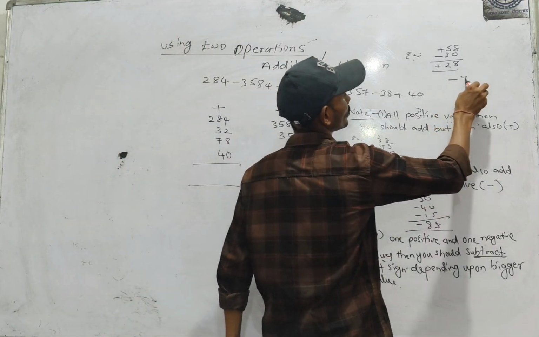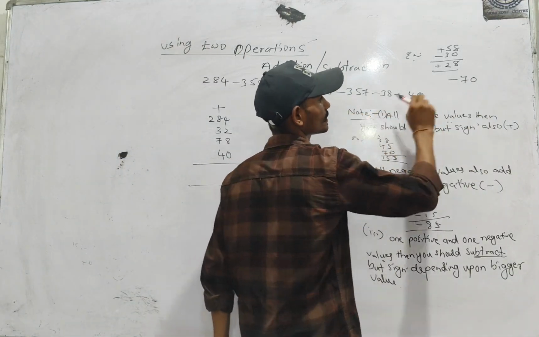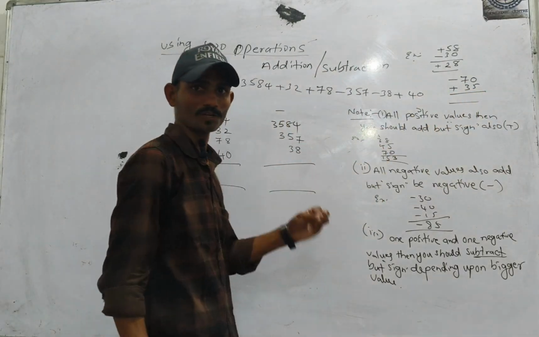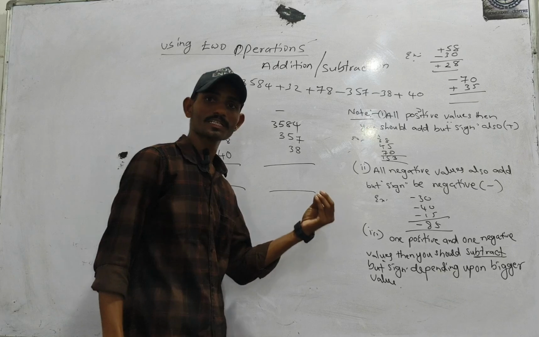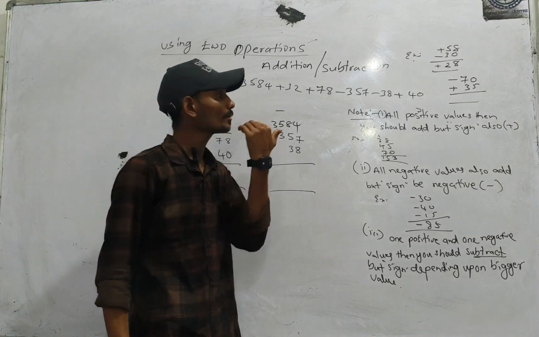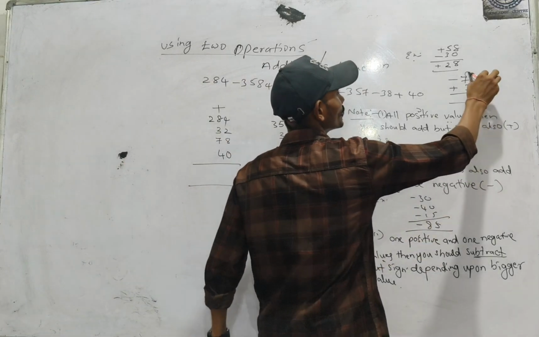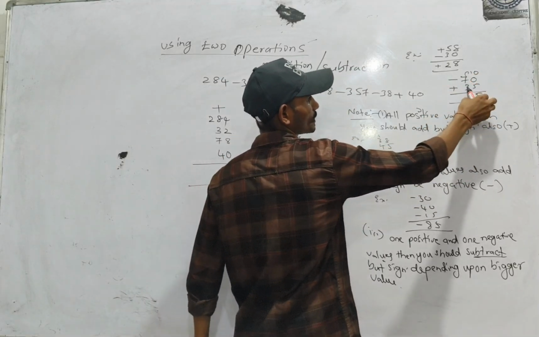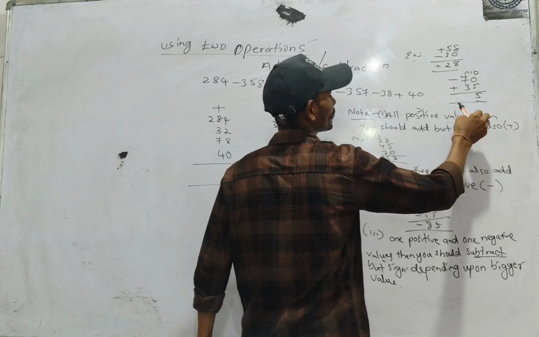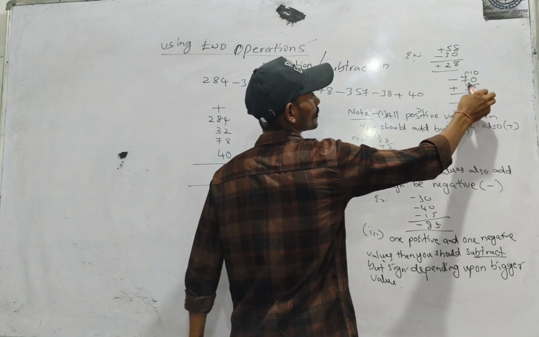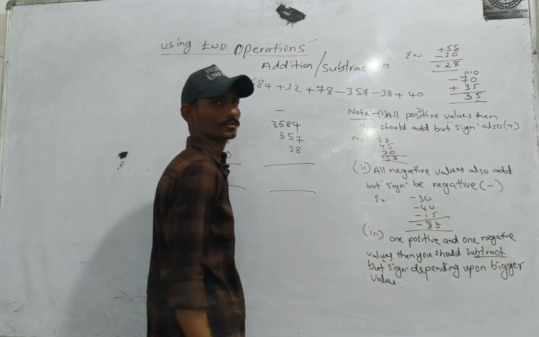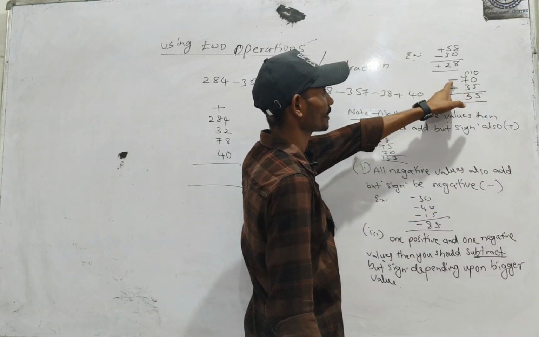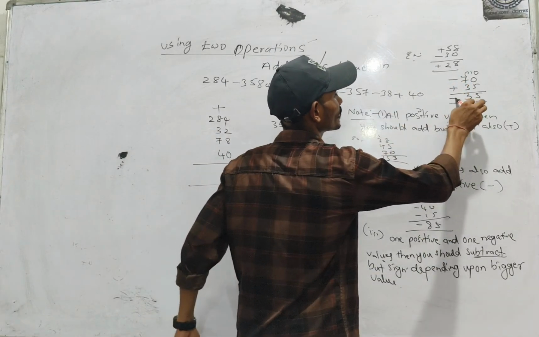Next, when you get minus 70 and plus 35, one positive and one negative, you subtract, but the sign depends upon the bigger number. Subtracting 35 from 70, you get 35. The sign appears in front of the bigger digit, so the sign is negative.